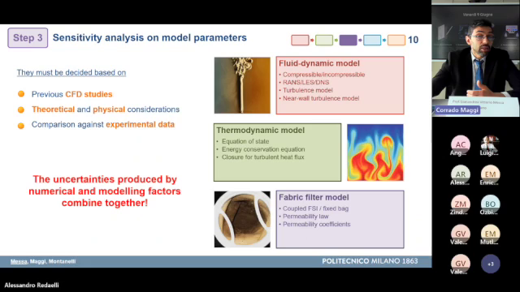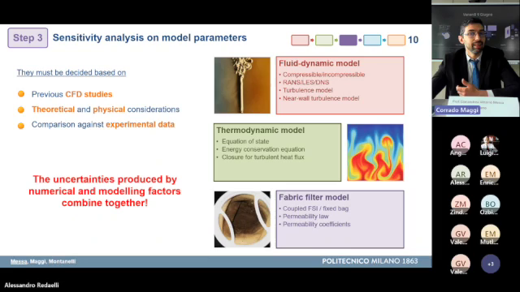For the fluid dynamic model, for instance, one could decide whether to model the fluid as compressible or incompressible, but in this case, there was no doubt, because the jet released from the nozzle is highly compressible. But another important problem is how to model the turbulence.